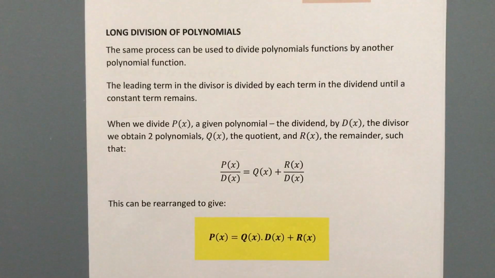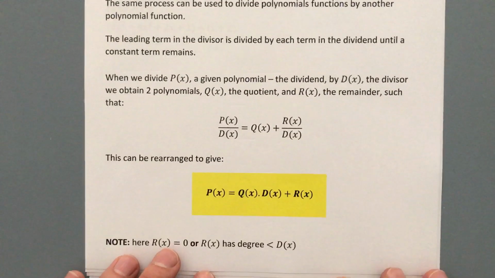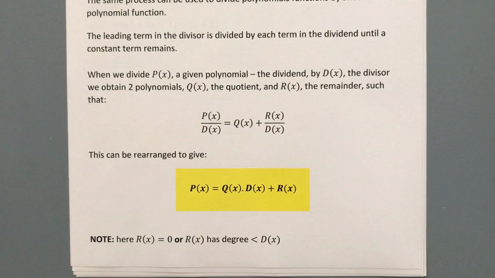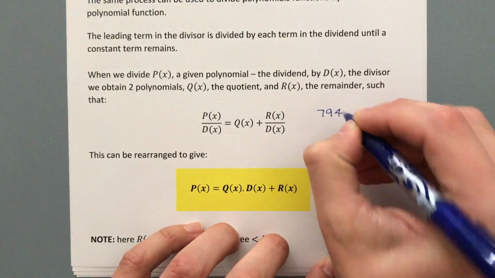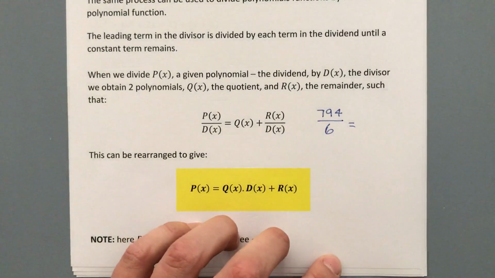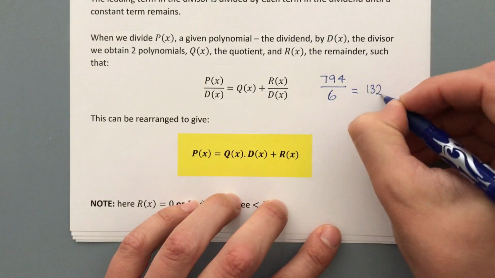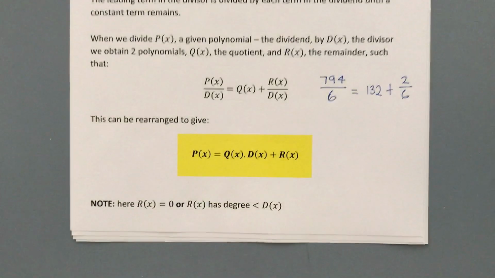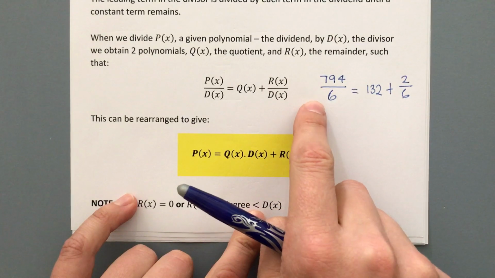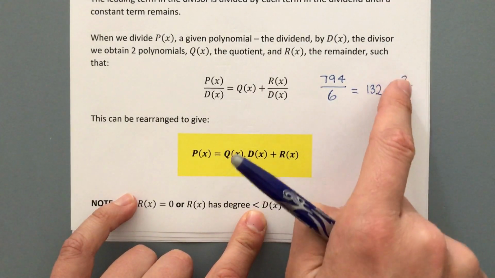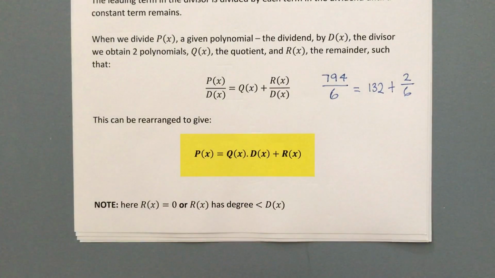When we divide the dividend polynomial, p of x, a given polynomial, by d of x, the divisor, we obtain 2 polynomials. One is the quotient, the solution, the other is the remainder. So the quotient polynomial q of x and the remainder polynomial r of x give you this result. Putting this in terms of the number problem we just did, 794 divided by 6, our solution was 132 remainder 2. So we have 132 as the quotient plus 2 over 6. You're taking your dividend and dividing it by something, and the result gives you the quotient plus the remainder divided by the divisor. That's the way you're looking at this notation.